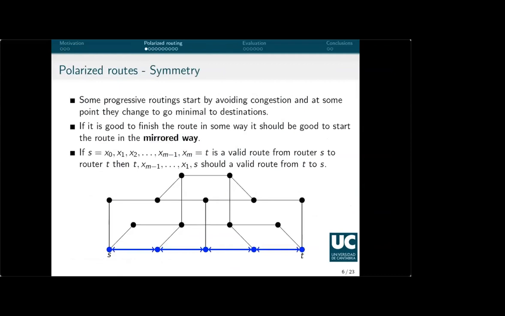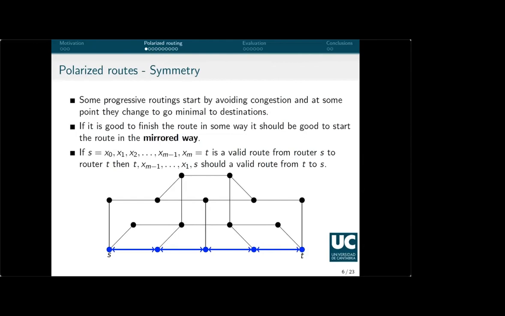Some progressive routings allow rerouting the packets when there is contention and then continue minimally to the destination. Doing that can cause the routes used from source to destination to not be usable in a mirrored way to route from the destination to the source. An intuition to see why this property should be looked for is that if some routes are optimal for a given traffic pattern, then the reverse of those routes will be optimal for the reverse traffic pattern.